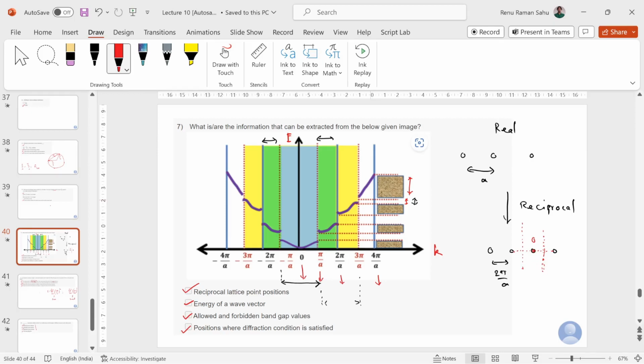So if this is 0 and this is minus 2 pi by a, then this will be minus pi over a, and this is pi over a. Then another one will come at 3 pi by a. So these are your Bragg planes. Similarly, this pi by a and 3 pi by a, these are your Bragg planes.